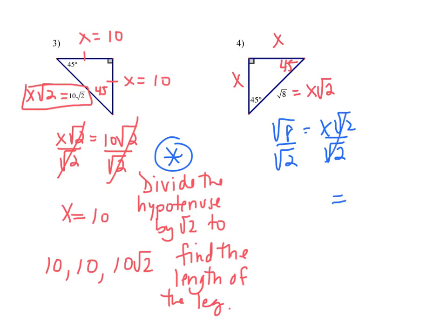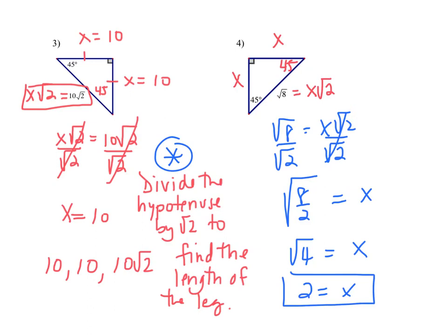And remember, when working with radicals, we can rewrite this as the square root of 8 over 2. That's going to give us the square root of 4, because 8 divided by 2 is 4. And the square root of 4 is simply 2. So each leg in here is equal to 2.